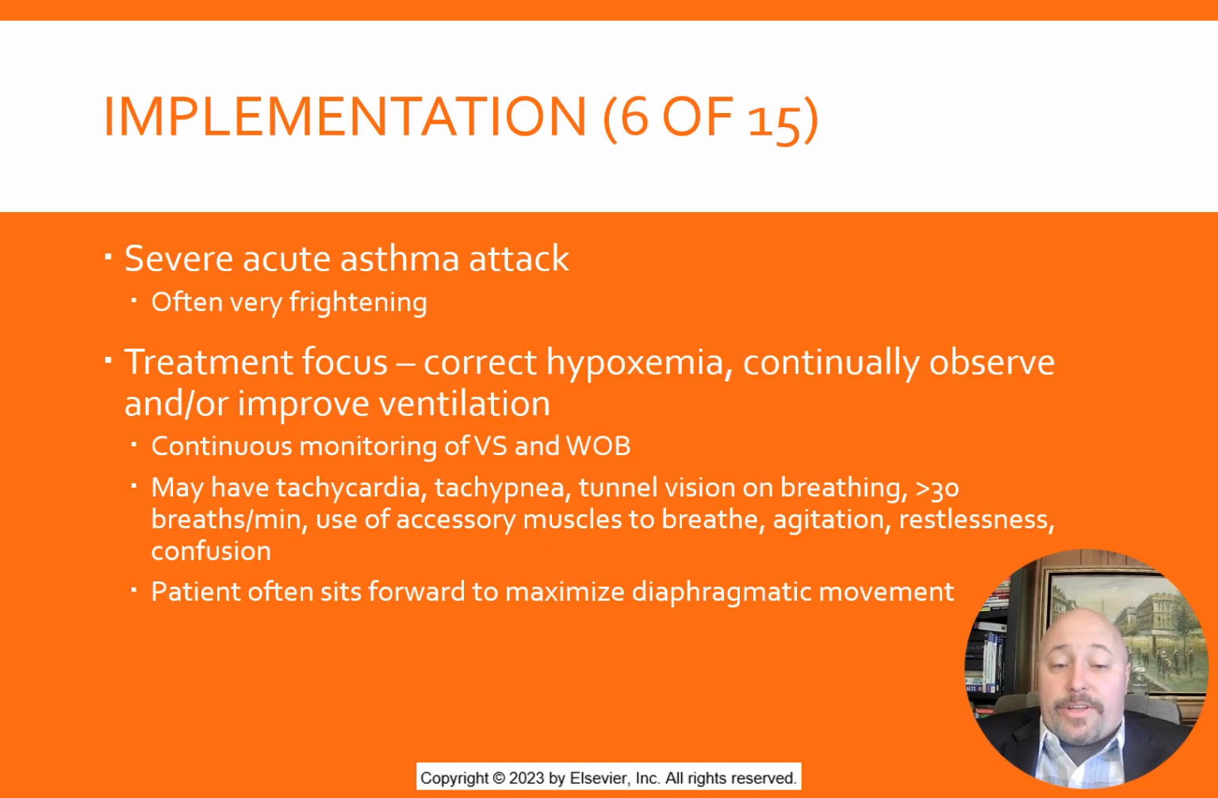A severe acute asthma attack will often be very frightening, and management depends on correcting the hypoxemia and continually observing and improving the ventilation. The patient may have tachycardia, tachypnea, tunnel vision on breathing, over 30 breaths a minute, with the use of accessory muscles to breathe, along with agitation, restlessness, and confusion. The patient often sits forward to maximize that diaphragmatic movement and try and move as much air as possible.